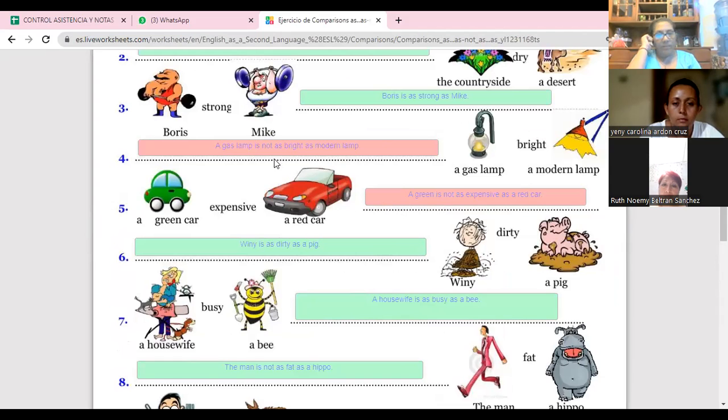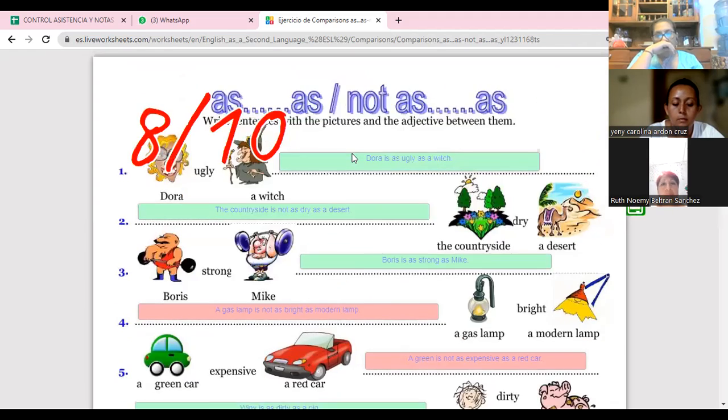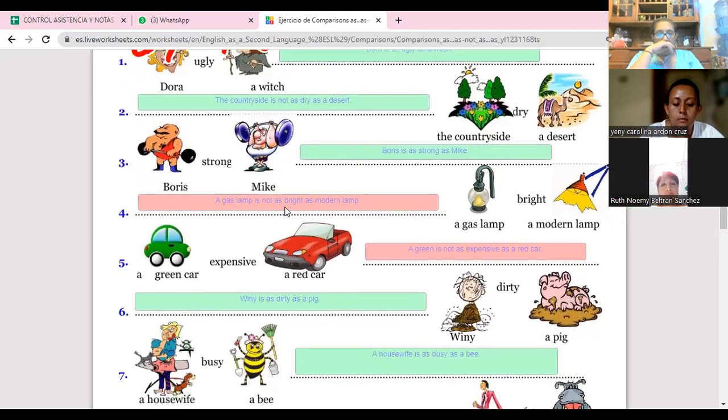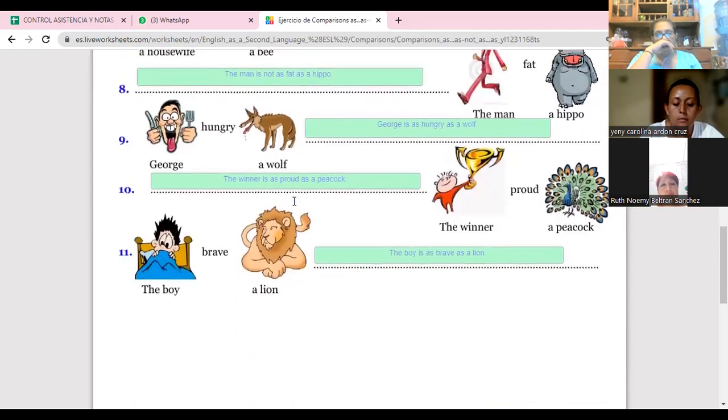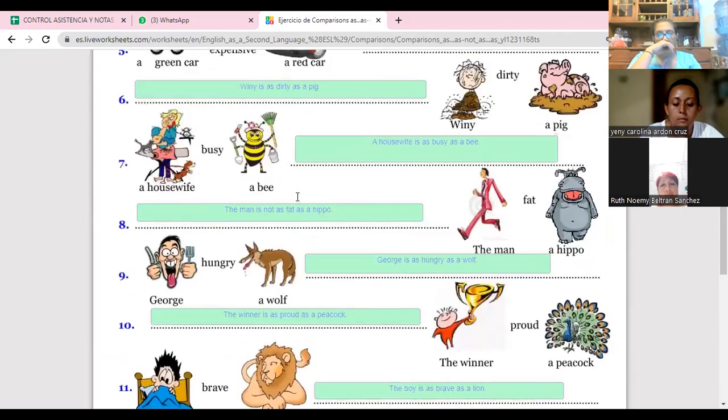Oh, I forgot here to write the car, a green car. Yeah, I didn't notice. And here, a gas lamp is not as bright as a modern lamp. I forgot the article. It was my mistake. Okay, but the structure is correct. Very good.